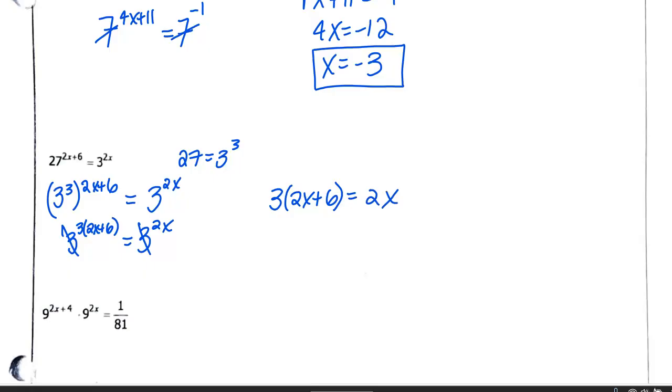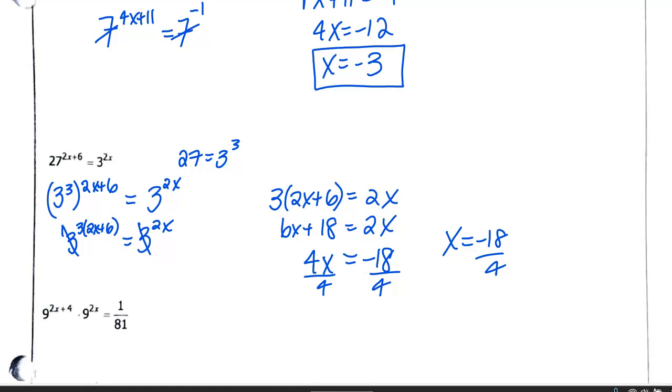Let's solve this equation. I'm going to multiply by 3, and I get 6x plus 18 is equal to 2x. So I'm going to move 2x over and 18 over, and I get 4x is equal to negative 18. I divide both sides by 4, and that means x is equal to negative 18 over 4. I'm going to simplify that, and that means x equals negative 9 halves.